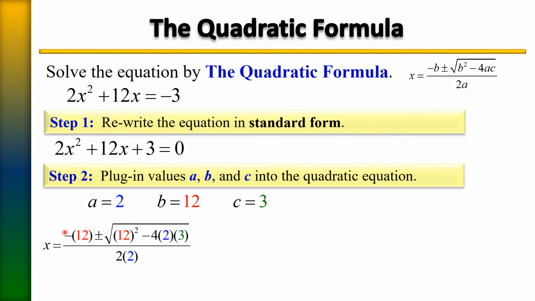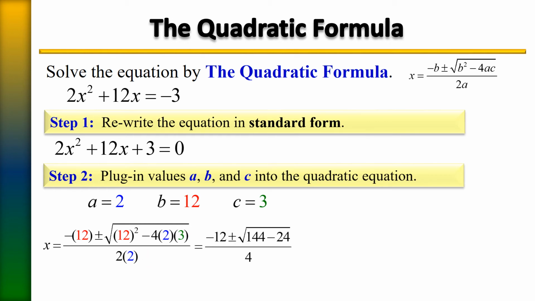So moving from left to right, here we have 12, but with a negative in front of it, that's going to be negative 12. Here we have 12 squared. 12 squared is 144. And then we're going to multiply all these three numbers that are being multiplied. And you know they're being multiplied because whenever they're sandwiched together like that, that indicates they're being multiplied. So 4 times 2 is 8, and 8 times 3 is 24. So with a negative in front of it, that becomes negative 24 all over 4.